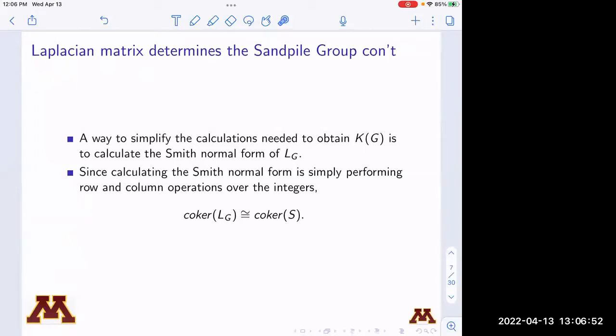So a way to simplify the calculations needed for a sandpile group is to look at the Smith normal form of our Laplacian. As you can imagine, matrices of graphs can get fairly complicated, so it's nice to simplify it. And by doing that, we're not losing any information, because all we're doing when we calculate the Smith normal form is row and column operations over the integers.